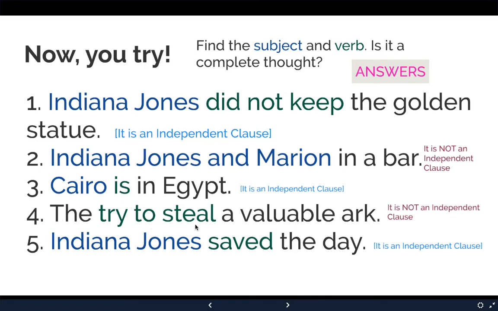The tried to steal a valuable ark. So, as I said before, this is a mistake. It should say they, and that would be a subject, and then you would have a verb. But here, as it stands, it's a mistake. We need a subject, not just the. We need they, or we need a person's name. We need a subject, and then the verb. Indiana Jones saved the day. This is an independent clause. There's a subject and a verb, and it is a complete thought. Let's keep going.